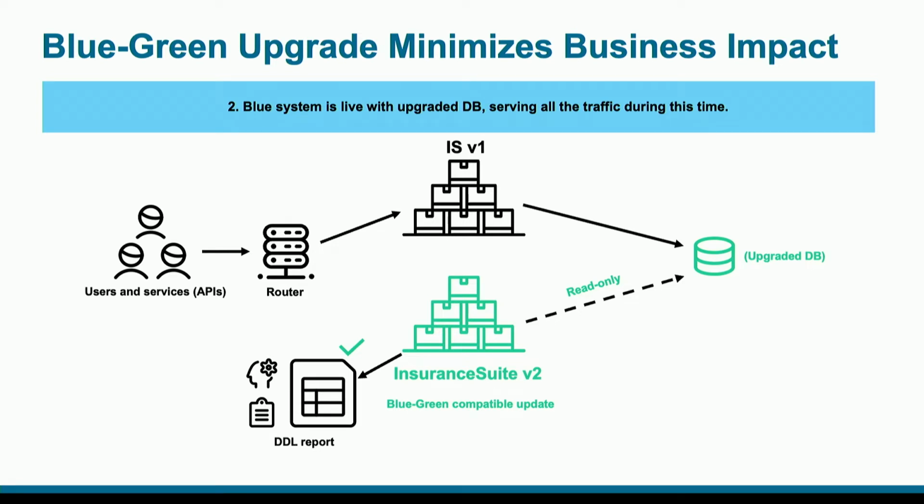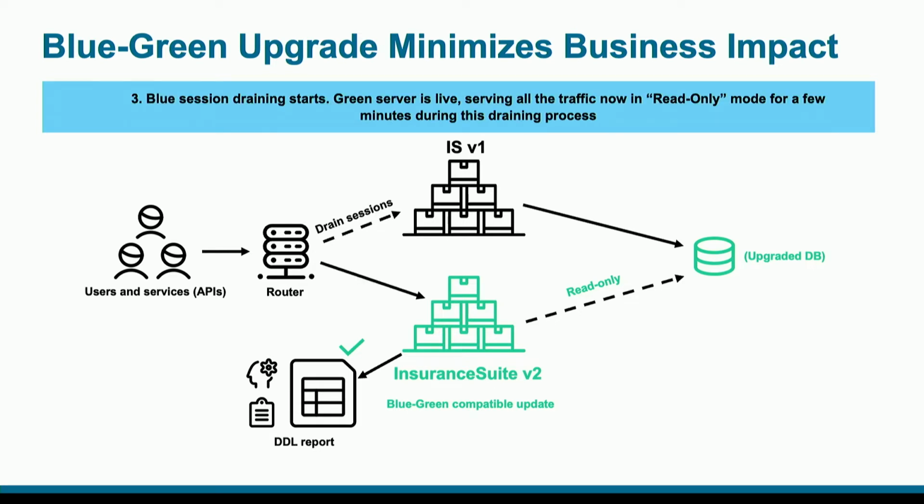Once the DB is upgraded, we start draining the system. All this while your traffic is live. When we finally try to transition to the green server, we put the system in read-only mode. So your system is up and running. For a few minutes, we bring it to read-only mode, so users can query the data, they can see information, they cannot write. The reason we are doing this is to avoid any conflicts by both blue and green trying to update the system.